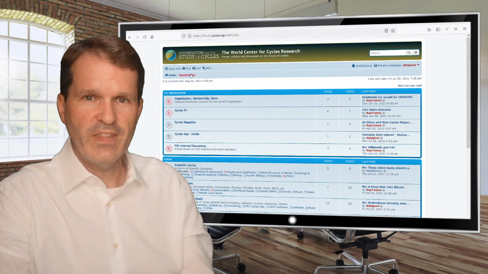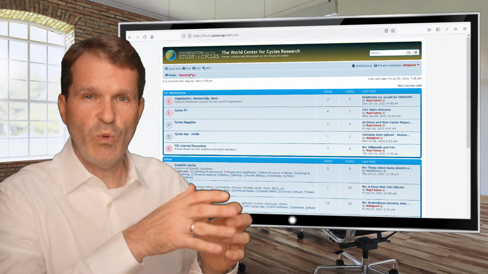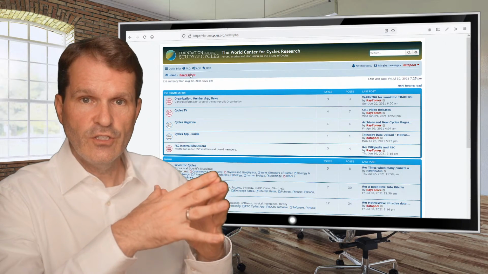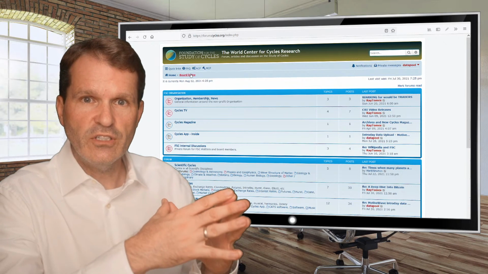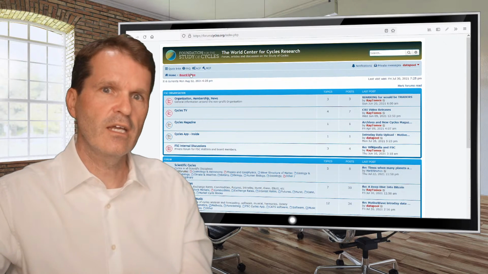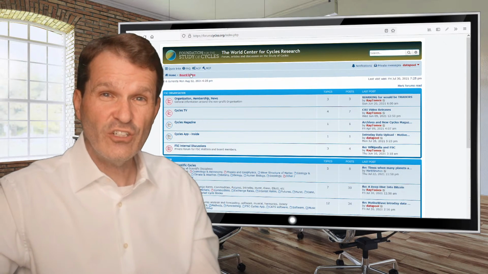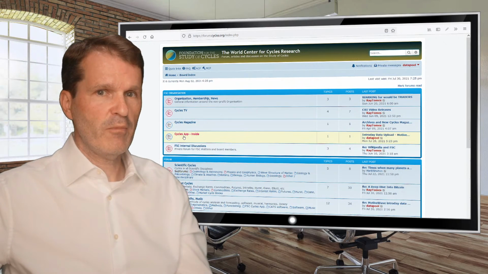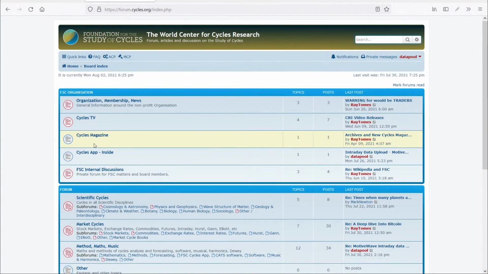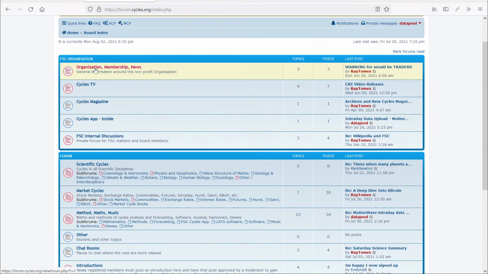So the intraday features are related to our analyst license. Therefore, that's the precondition to be able to see it. But it might not show up automatically. And the forum I'm talking about here is the Cycles app inside forum. So this needs to show up on the main board index in the FSC organization.